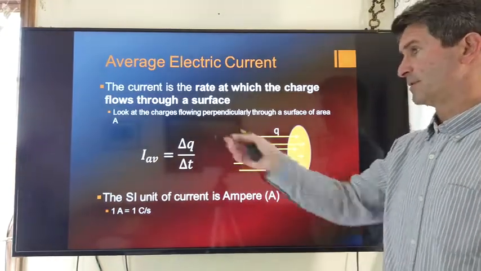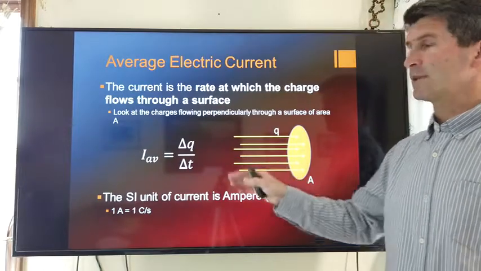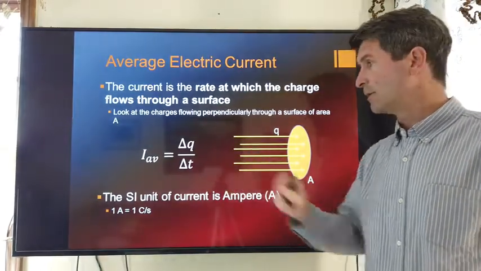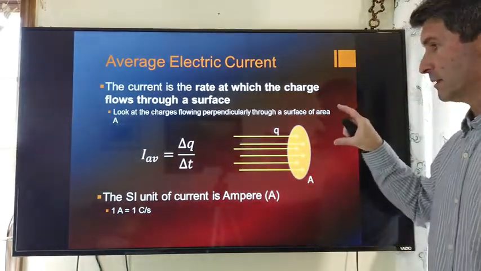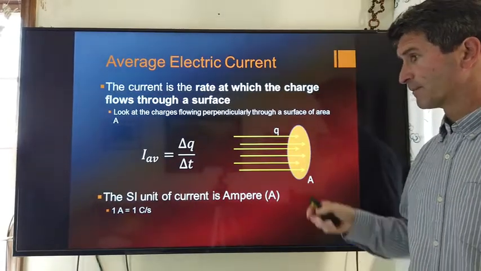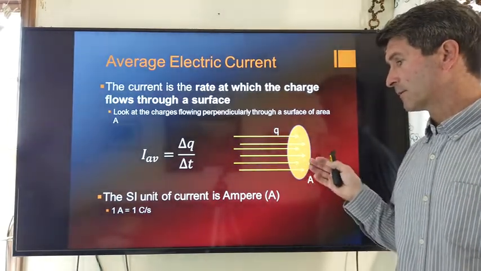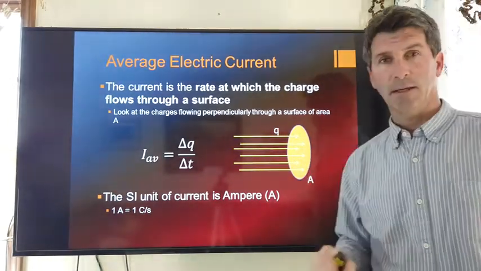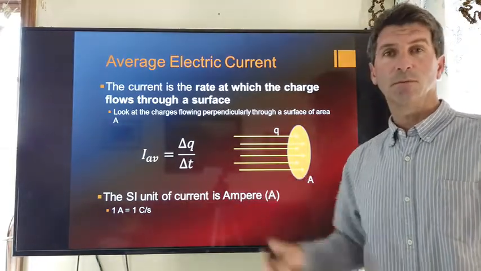This is delta Q, which indicates change. It's really the amount of charge that flows through a particular area per unit time. The SI units for current are amps, and again, this represents 1 coulomb per second.